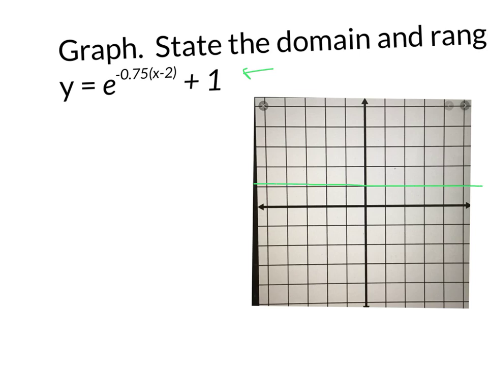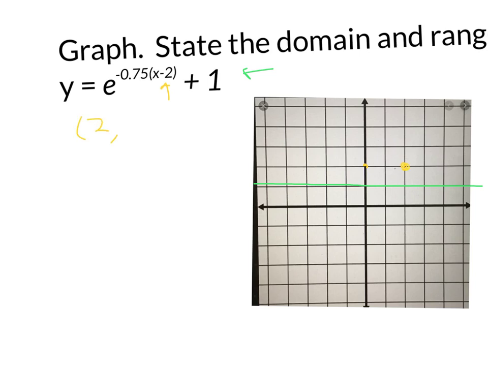There's my asymptote. Usually I'd have a point right here, 1 above it, but it's been shifted right 2 and up 1. I've already shifted up 1, so I'm going to go right 2 from there, which will put me here, which that point is (2, 2). So let's check it here.